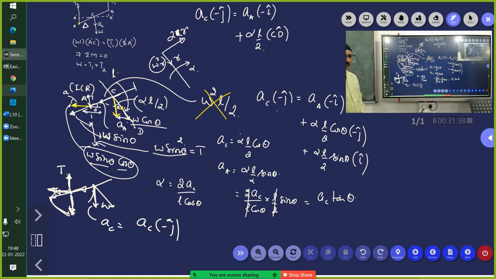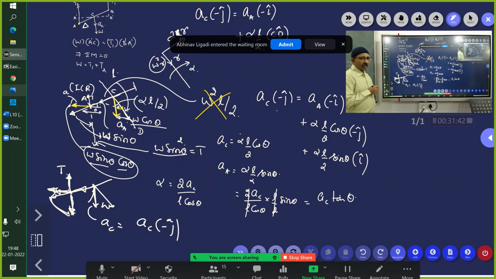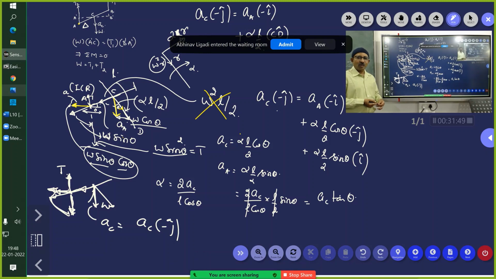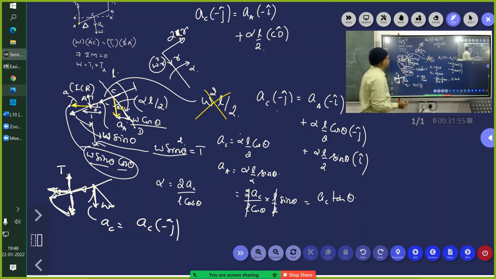So shall I proceed? Here I can say acceleration acts in the direction of force, always. That is Newton's first law. Right. Shall we proceed?